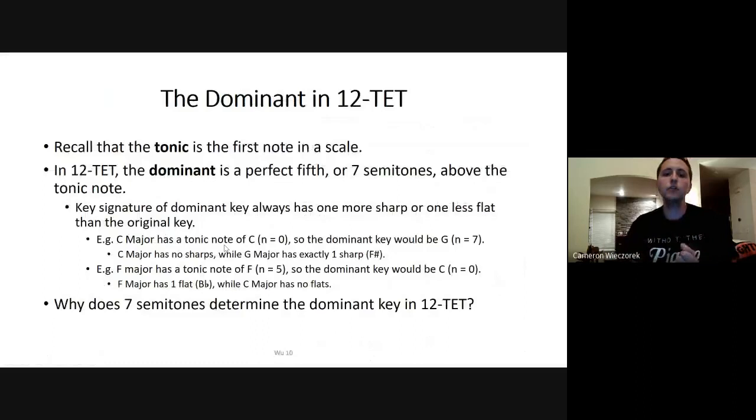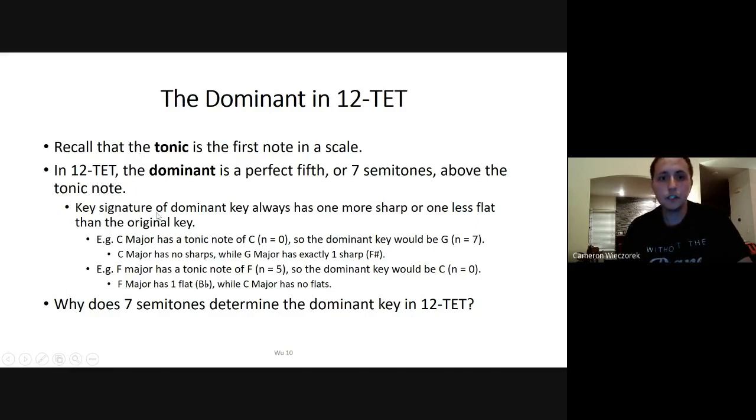So the next thing I want to do is look at some very specific interval ratios in the 12-tone system. The first one I want to talk about is what's called the dominant. Everything related to these intervals is based on the tonic note. Just as a reminder, the tonic is just your first note in a scale. So whatever the name of the major scale is, that's your tonic note. In 12-tone equal temperament, the dominant is a perfect fifth, or 7 semitones above the tonic note.